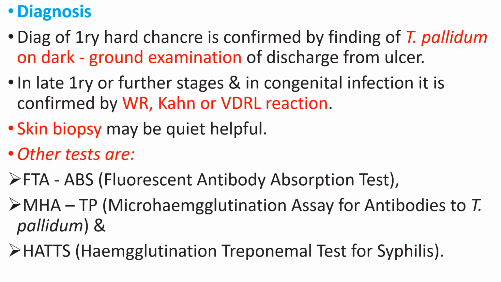Diagnosis of syphilis. Diagnosis of primary chancre is confirmed by finding Treponema pallidum on dark ground examination of discharge from the ulcer. In late primary or further stages, and in congenital infection, it is confirmed by Wassermann or VDRL reaction. A skin biopsy may be quite helpful.